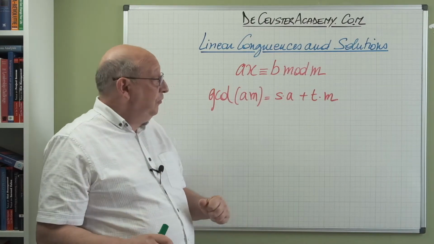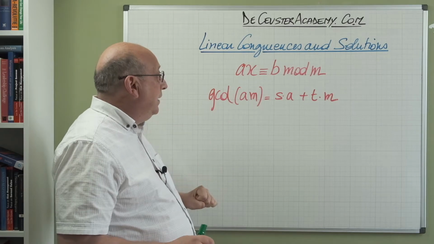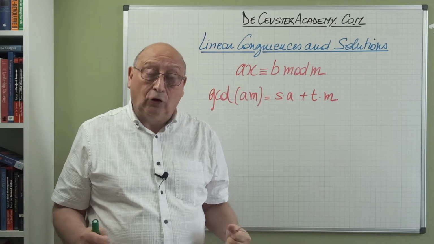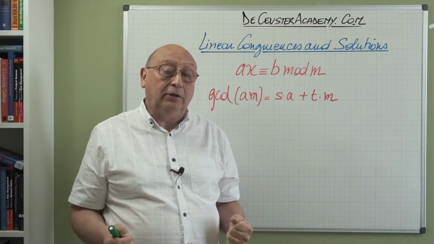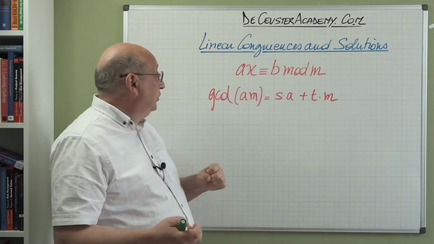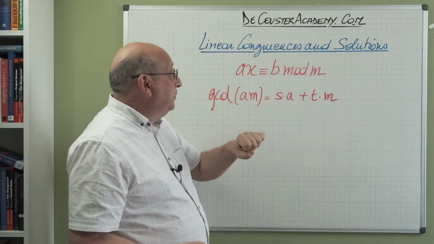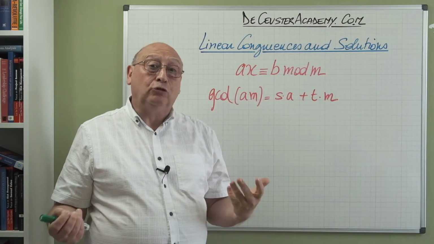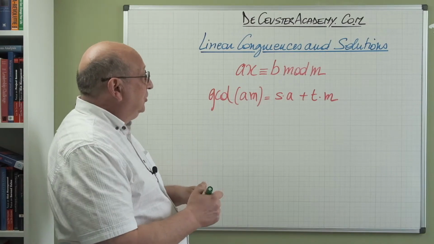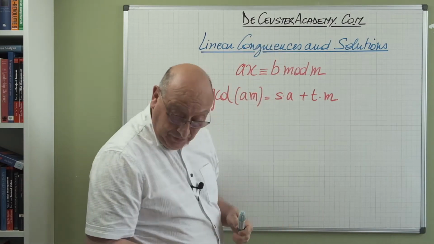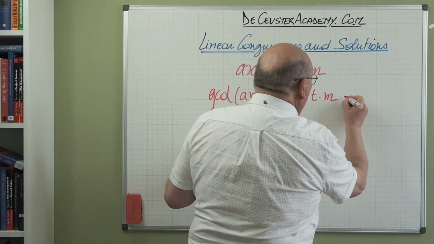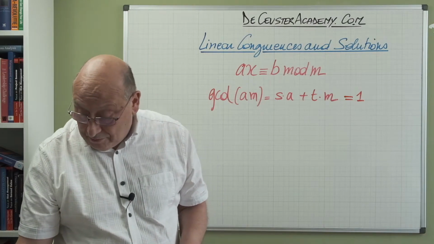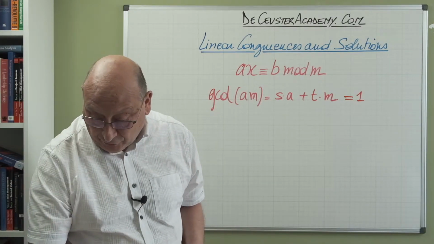examples. When we're trying to find the inverse of A modulus M, we can go back to the extended Euclid algorithm, where we found the expression of the GCD as a linear combination of the parameters A and M. S and T are the Bezout coefficients. Now, when that GCD is equal to 1, we can prove that S will be the modular inverse. Let's have a look at that.